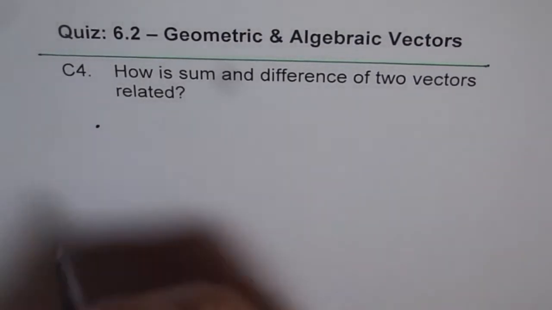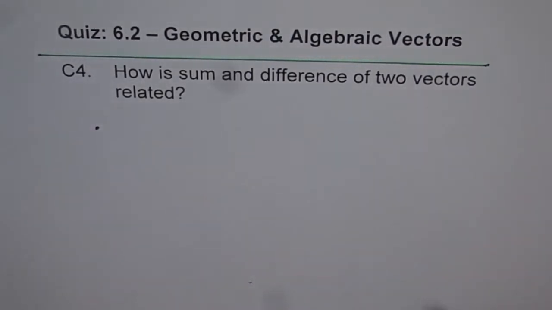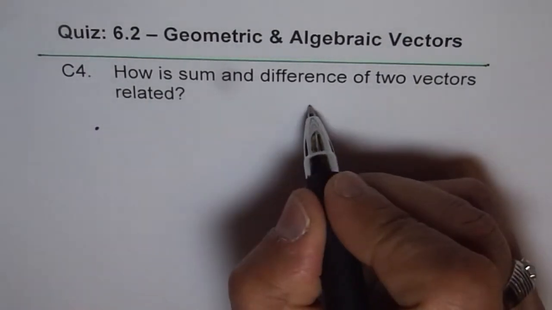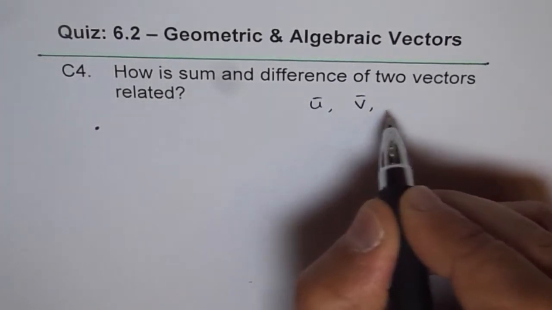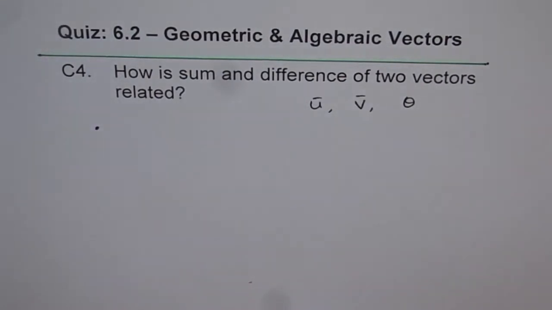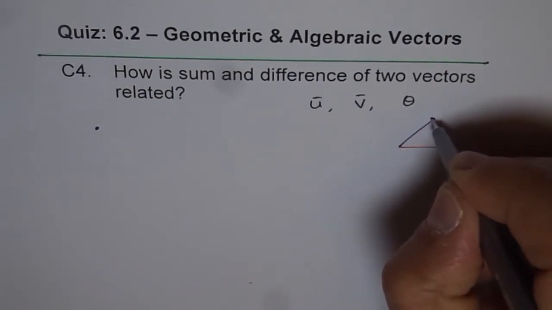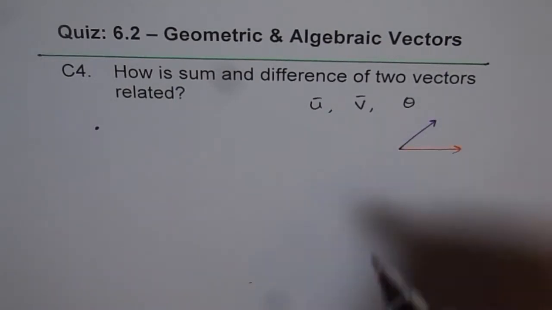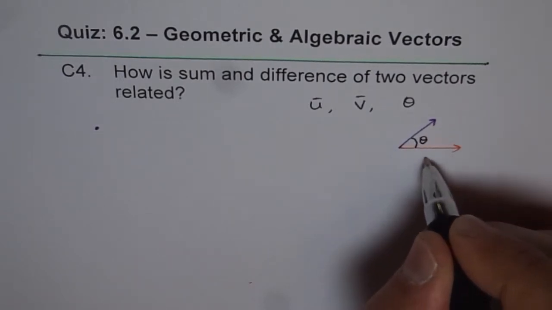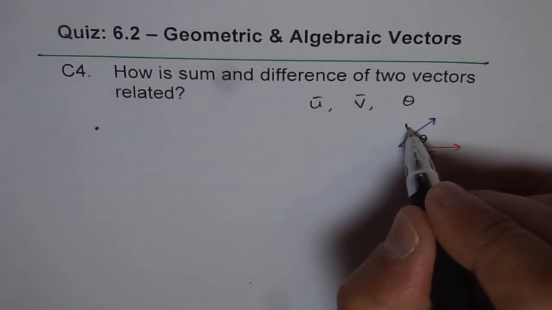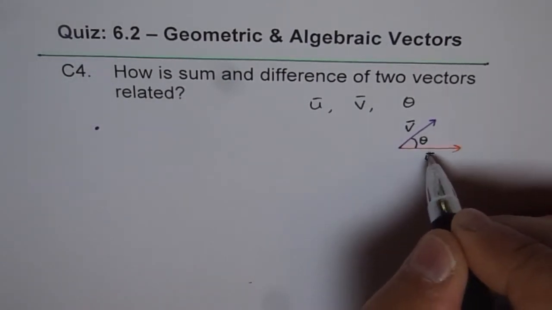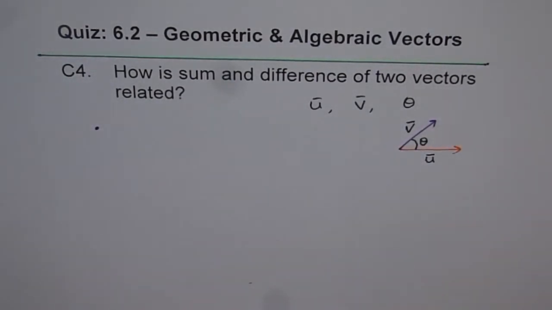It's better to take an example. Let's say we are talking about two vectors, vector u and vector v, and the angle between them is theta. In general, we will say, let this vector be u, and let this vector be v, and the angle between them is theta. So in that relation, we can discuss this problem.